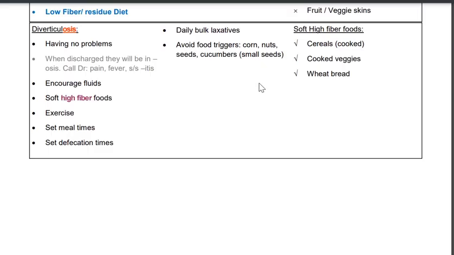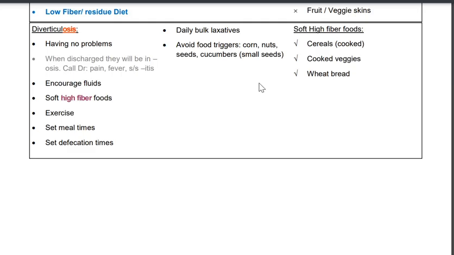But you would avoid foods that trigger or can get into those pockets. Now, corn, I want you to know corn, nuts, seeds don't really digest. They kind of move through the colon. They're called fibrous foods, right? And so they don't really digest. They move through as a solid form.